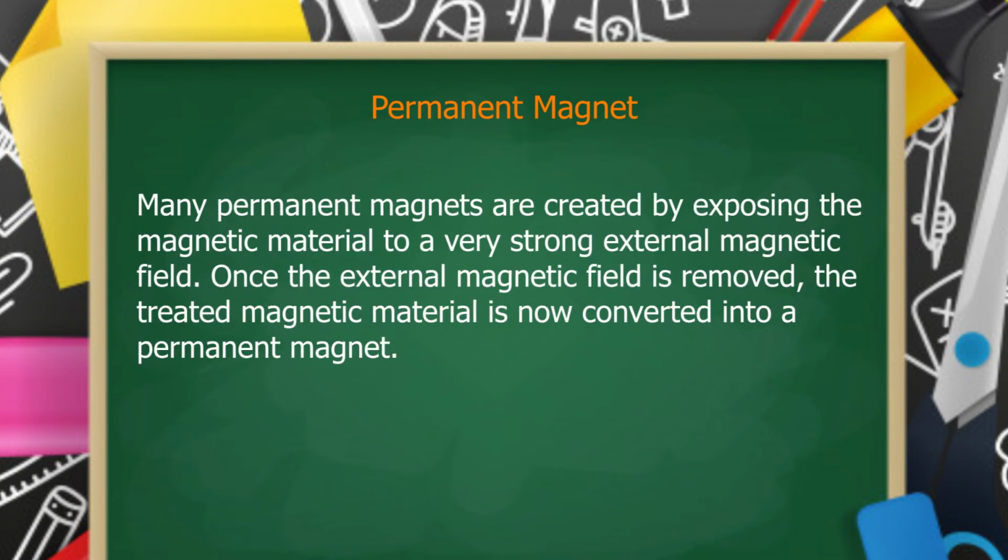Many permanent magnets are created by exposing the magnetic material to a very strong external magnetic field. Once the external magnetic field is removed, the treated magnetic material is now converted into a permanent magnet.